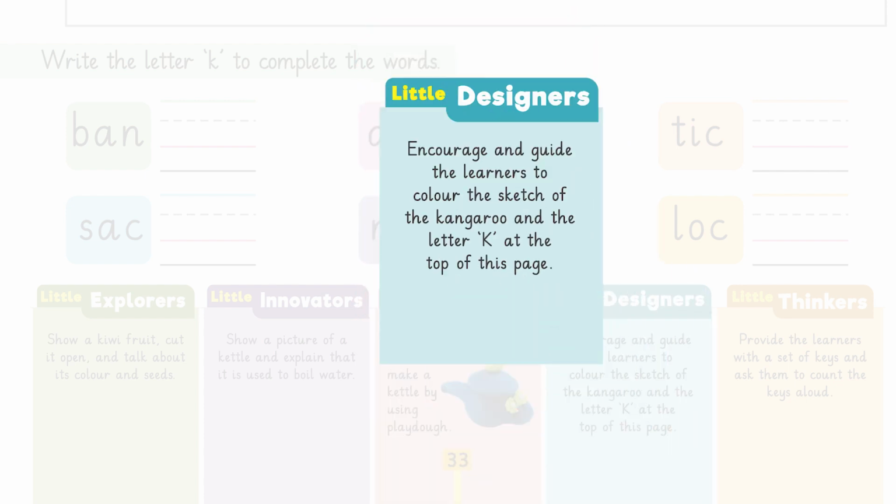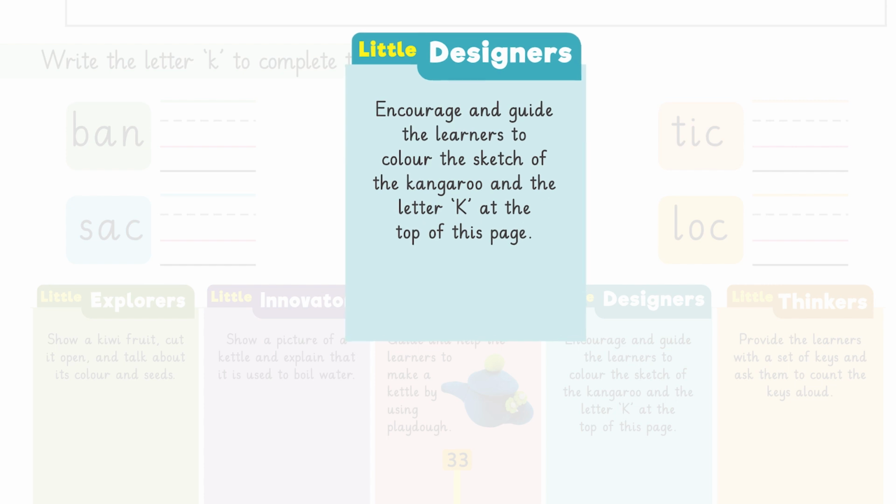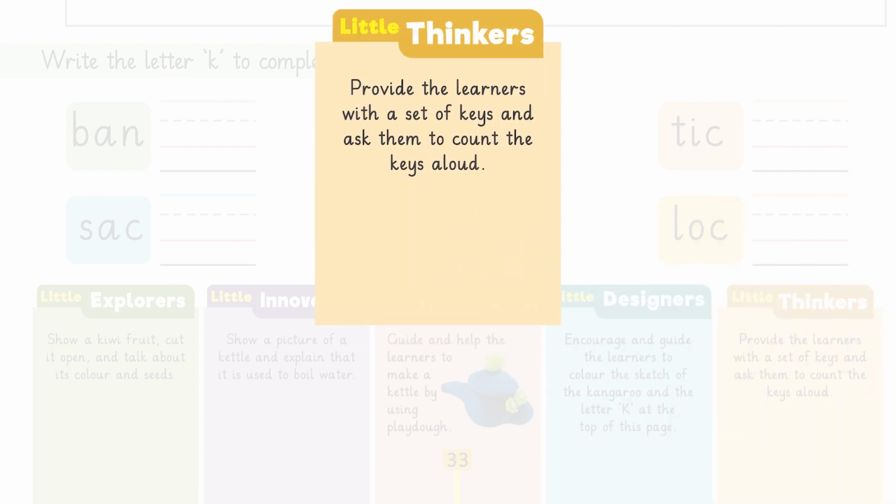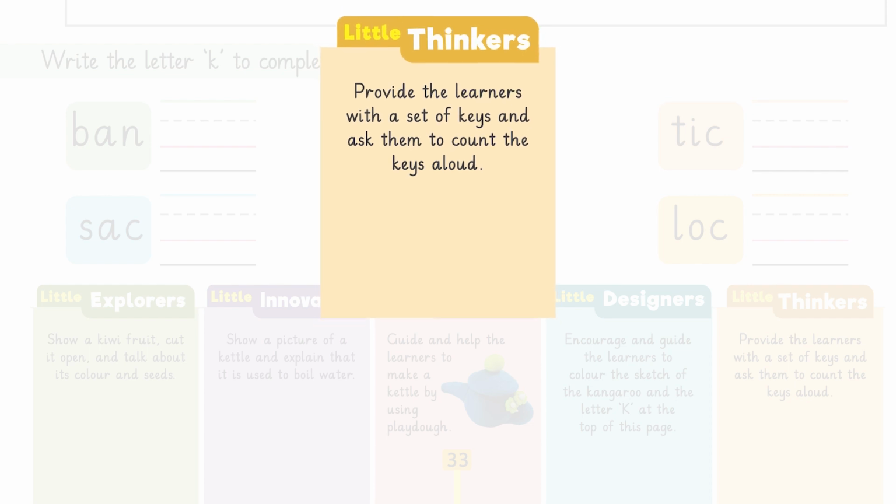Then little designers: encourage and guide the learners to color the sketch of the kangaroo and the letter K at the top of this page over here. And then they are little thinkers. Provide the learners with a set of keys and ask them to count the keys aloud, because key also has the starting sound of K.